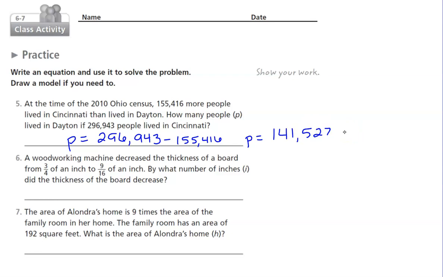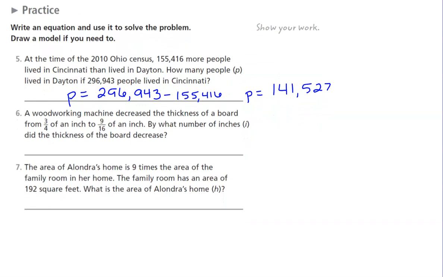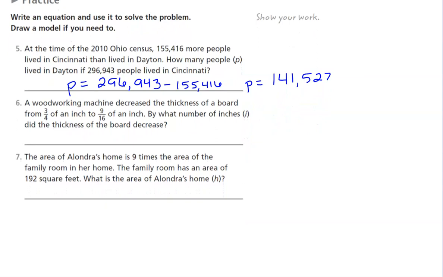Okay. For number 6, a woodworking machine decreased... Oh, I forgot. I'm not actually reading these. I'm just giving you the answer. Okay, I equals 3/4 minus 9/16. And then that means that I equals 3/16 of an inch.